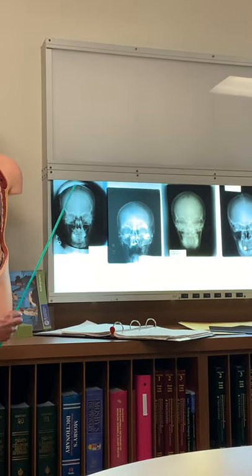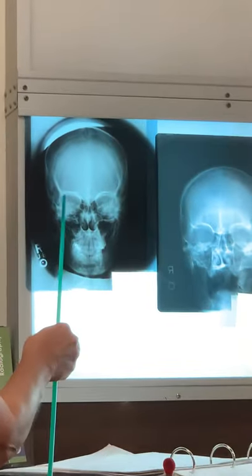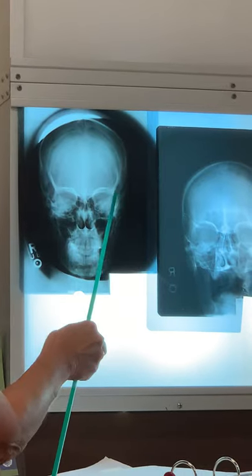Yeah, looks pretty good. I don't see any tilt. And I don't see a whole lot of rotation either.